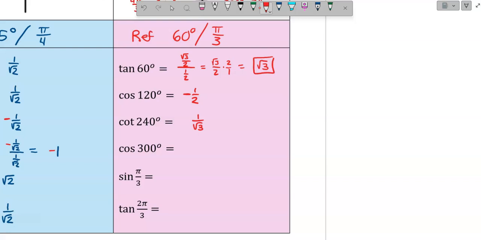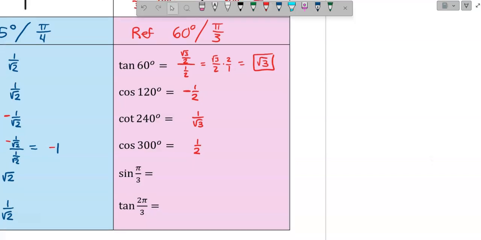240 is in quadrant 3, so that's going to make it positive. Continuing forward, we have cosine of 300. That's also going to be 1/2. And since this, though, is in quadrant 4, our answer is going to be positive.